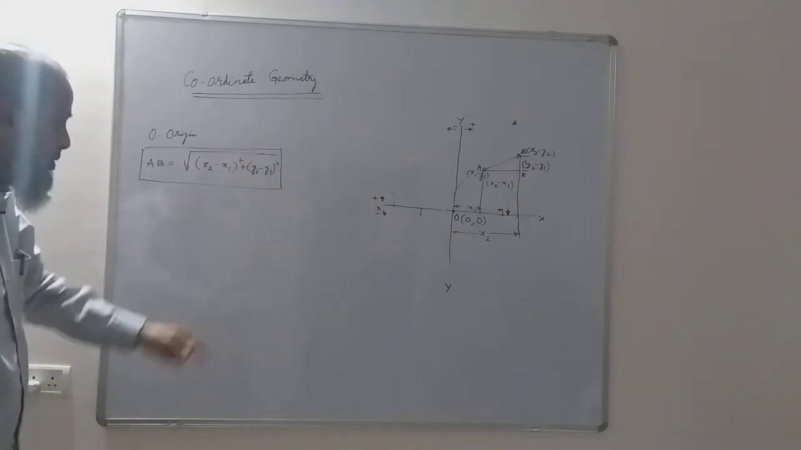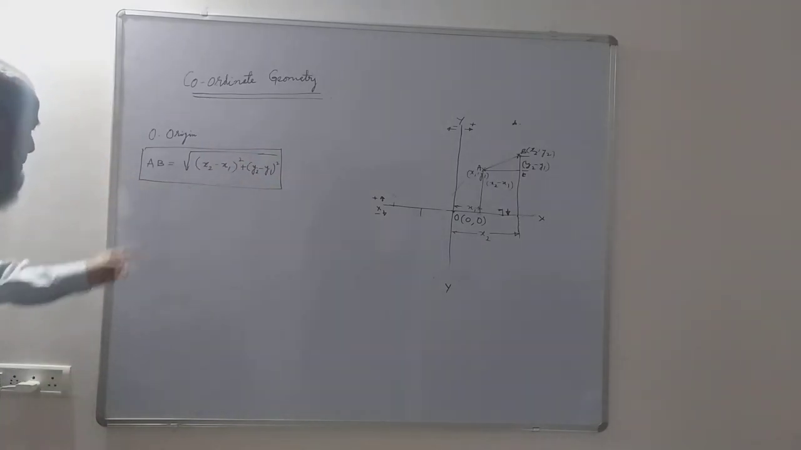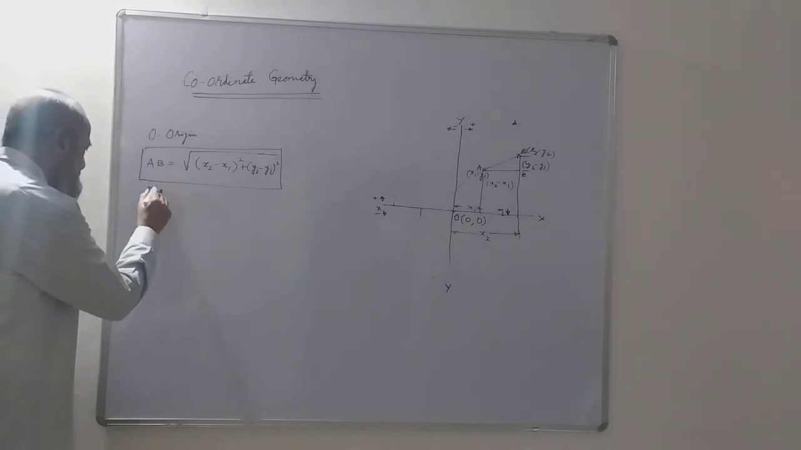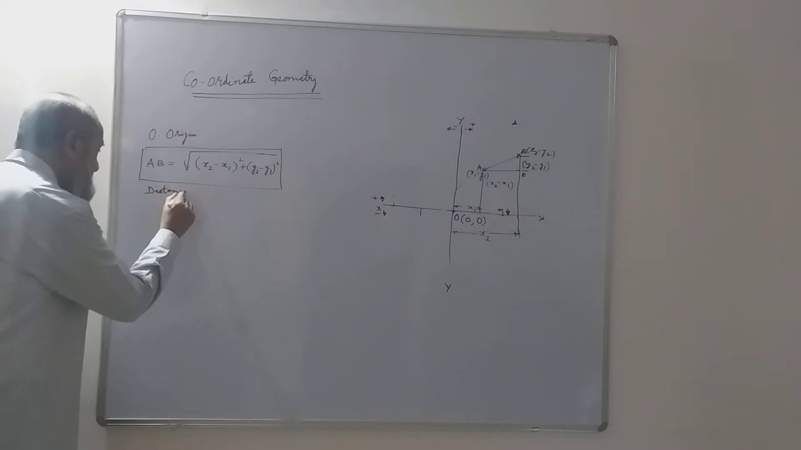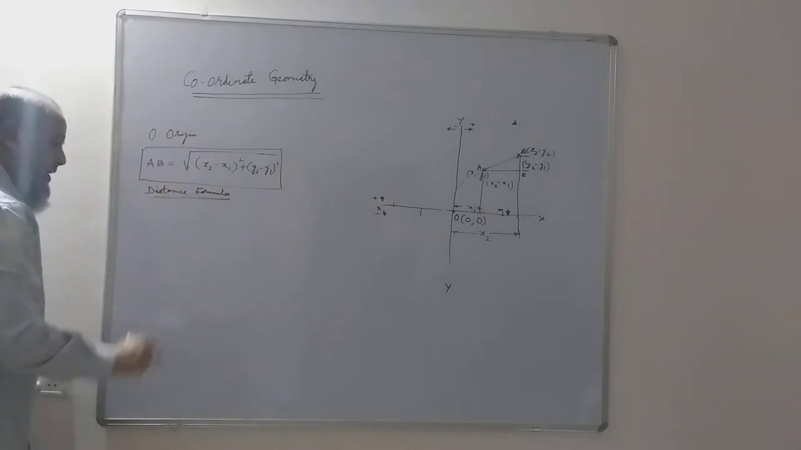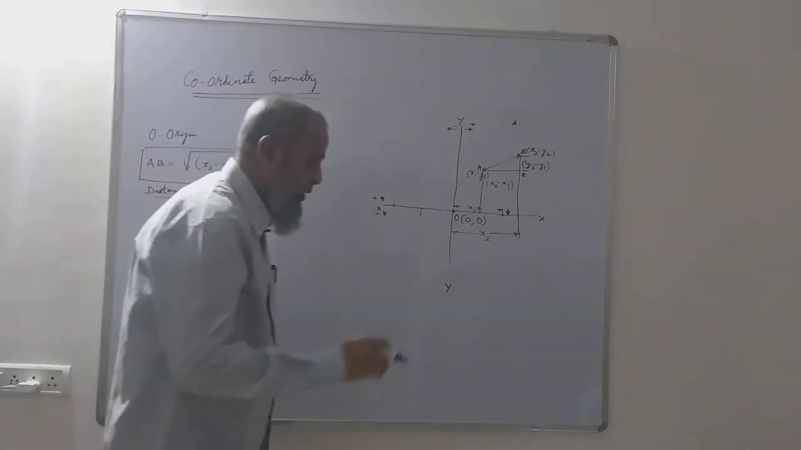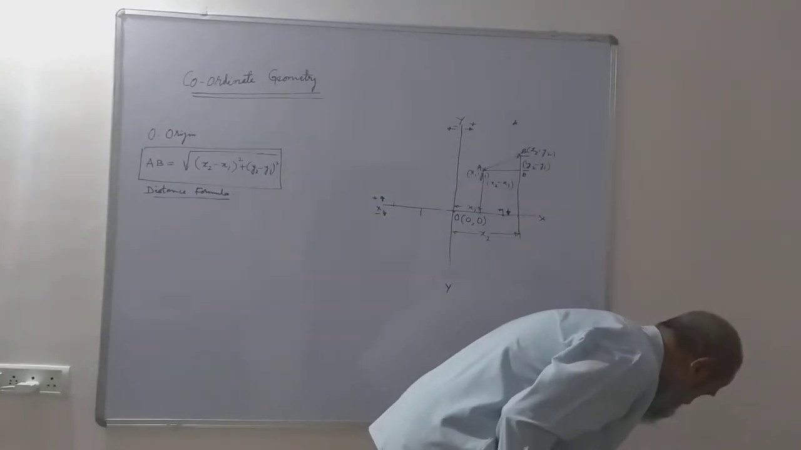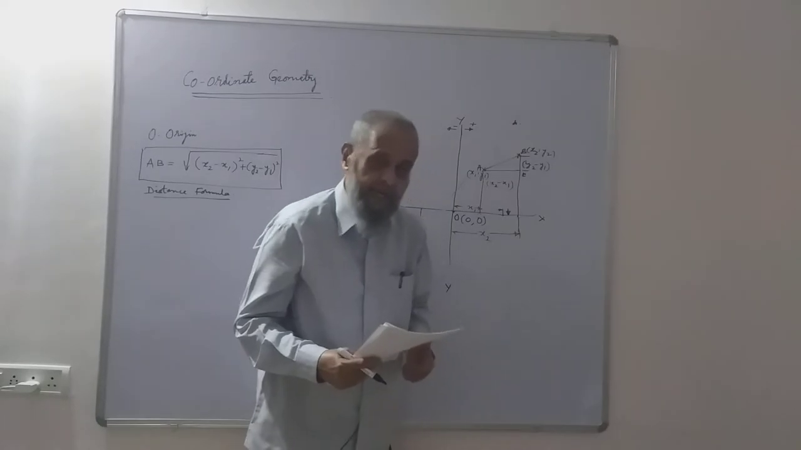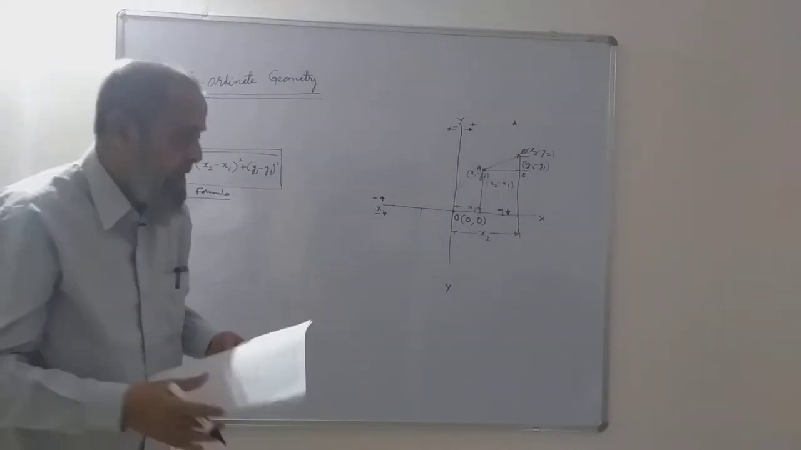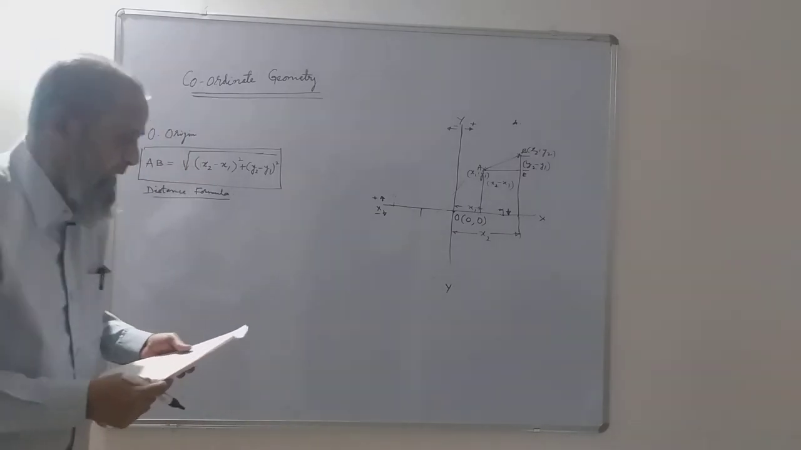I think you don't require the proof. What you require to know is, you have to remember this formula. This formula is called the distance formula. And using this formula, you should be able to solve problems. Now, how to remember that? You do 10 problems. If you write the formula 10 times, then you will automatically remember it. It will come to you by heart.